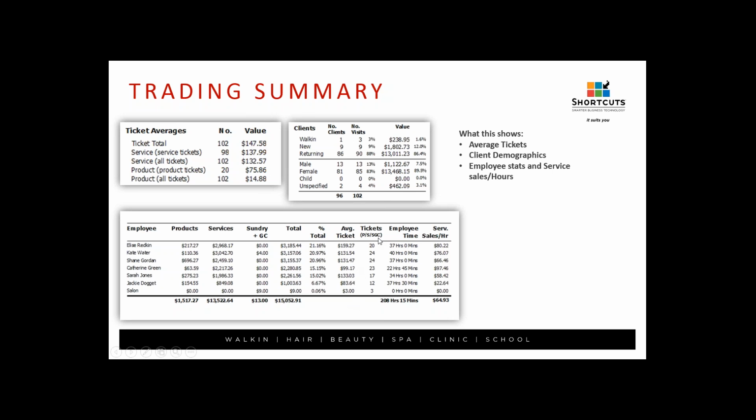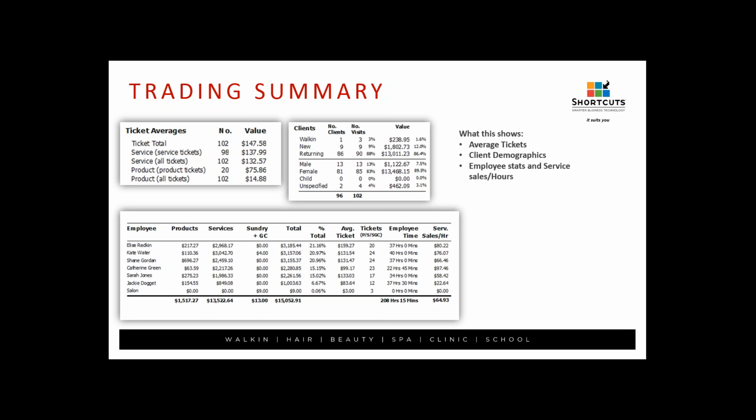We've also got the number of tickets that they've processed, the amount of hours that they've worked, and then my favorite column at the end here, which looks at your service sales per hour. This is where you're thinking more about productivity. So you've got an employee working 37 hours, they're bringing in $2,968 in services, therefore it's around $80 an hour.